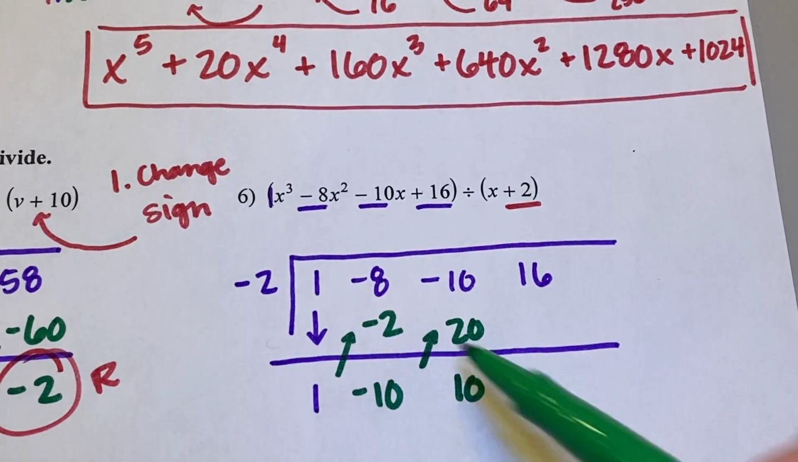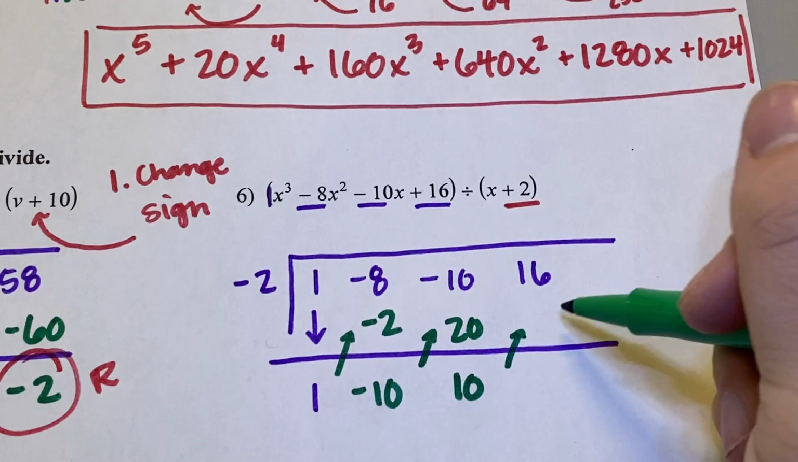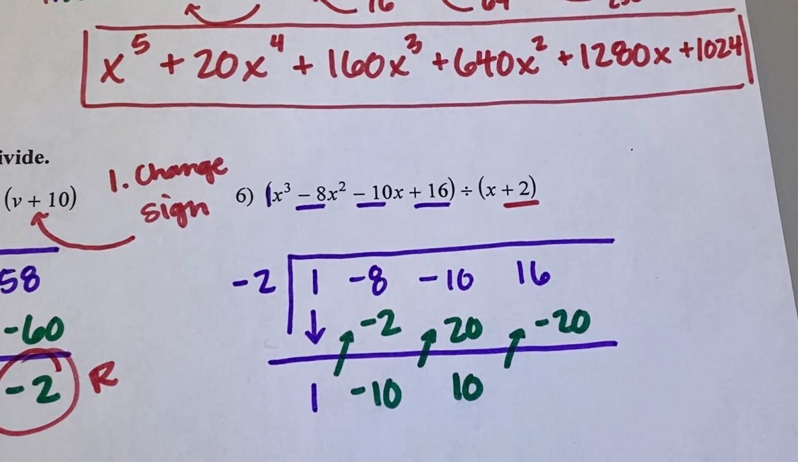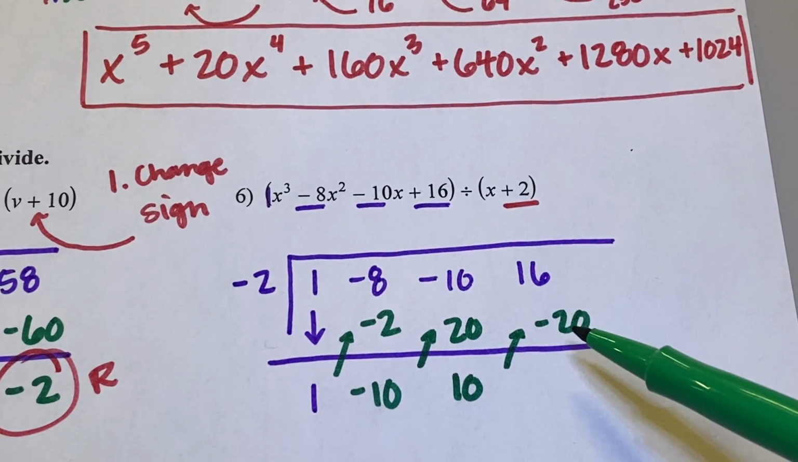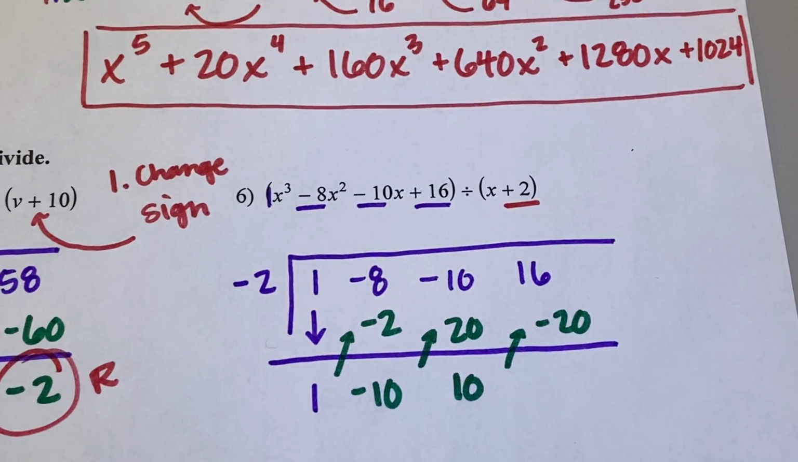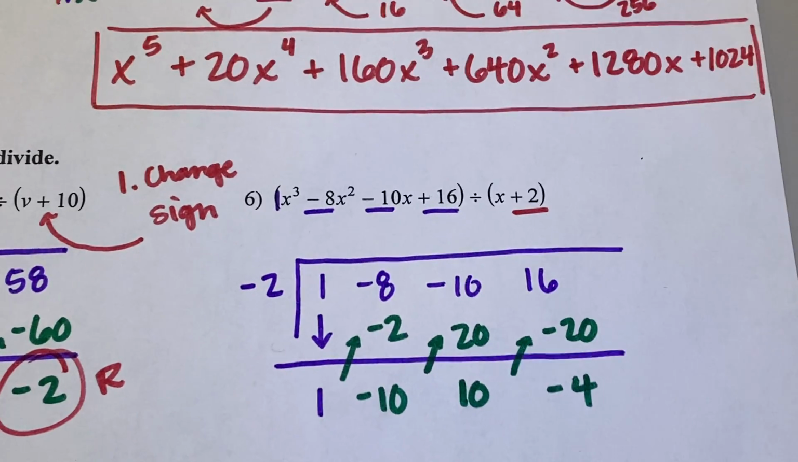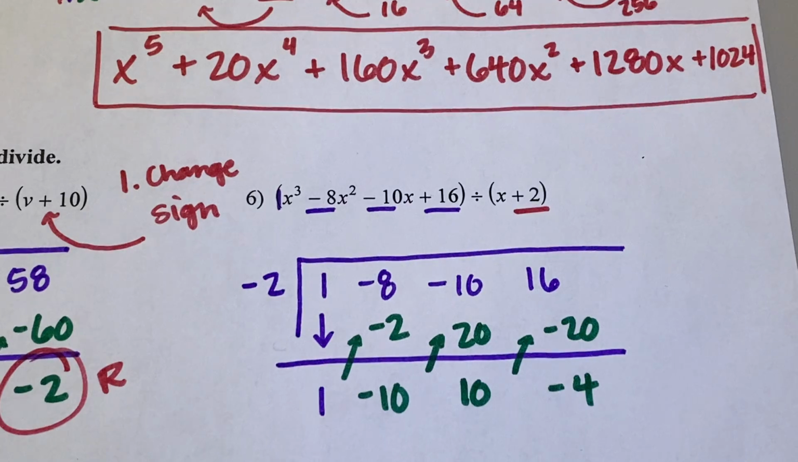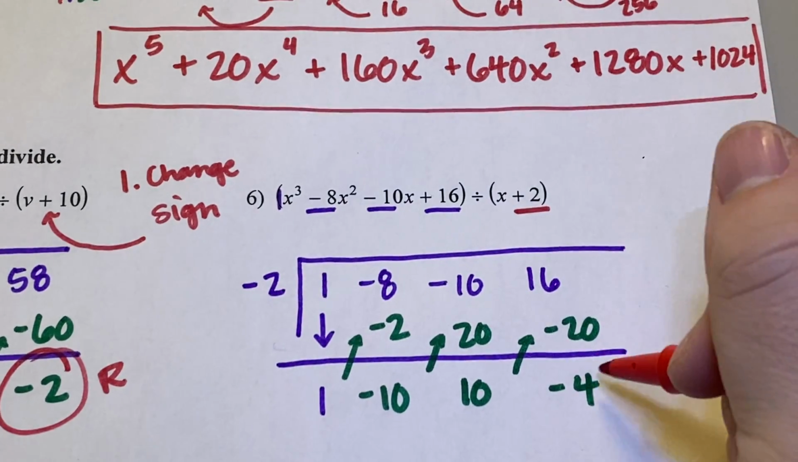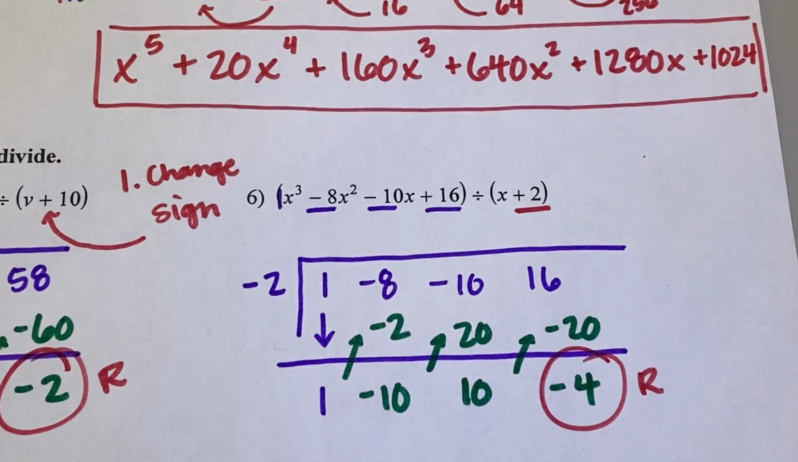Last step, -2 times +10 is -20. 16 minus 20 is -4. So what's my remainder? 4. Nice. Whatever that last number is, that is your remainder.